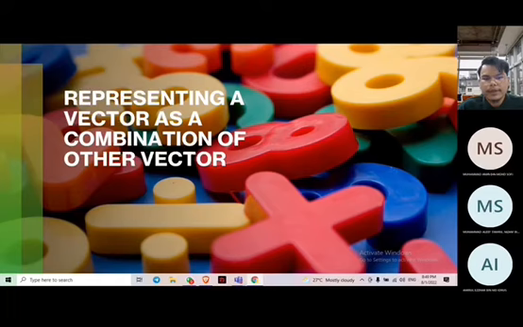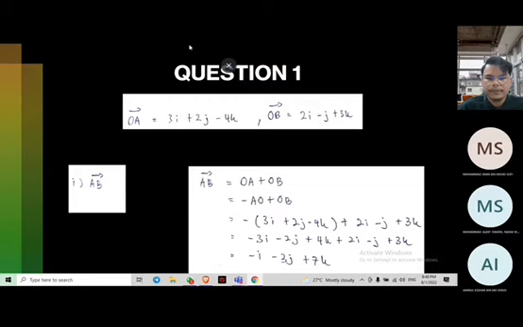Okay, representing a vector as a combination of other vectors.